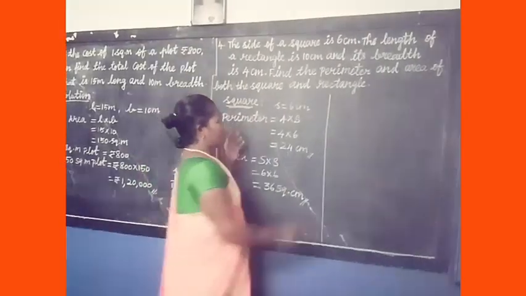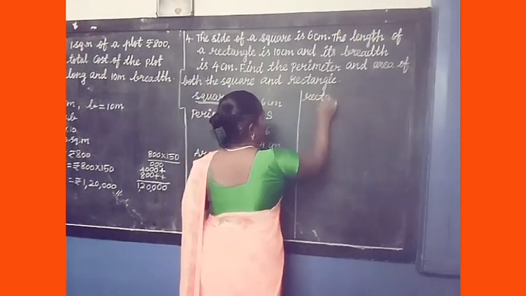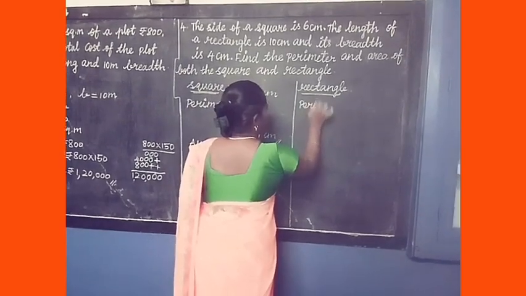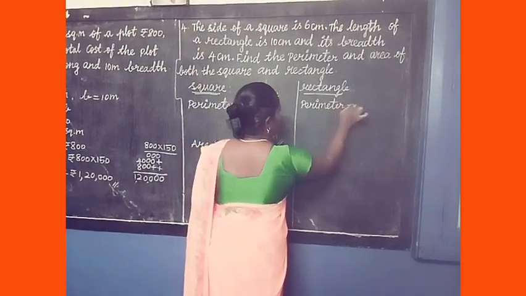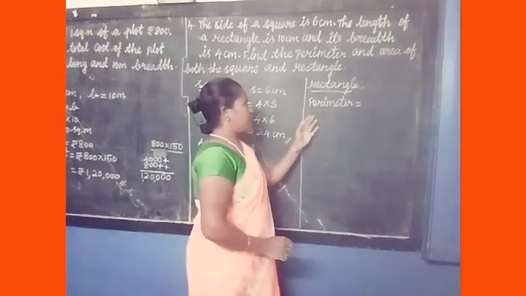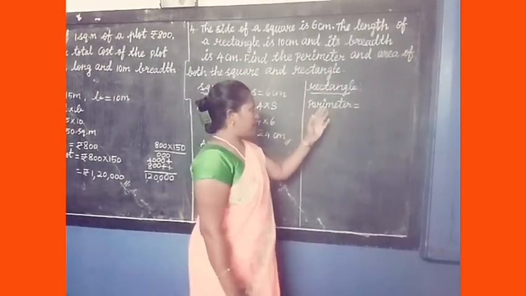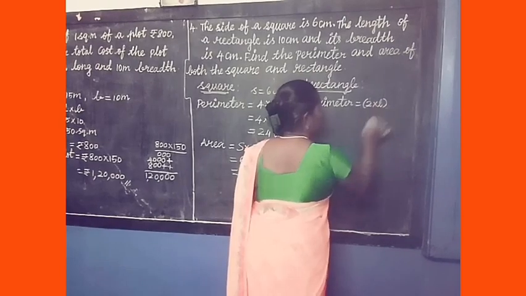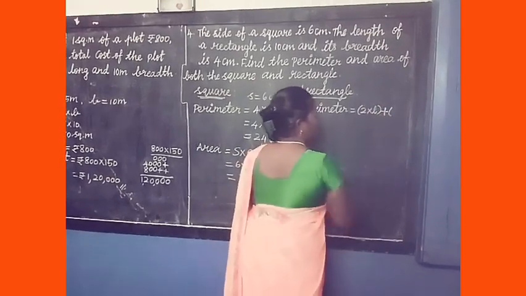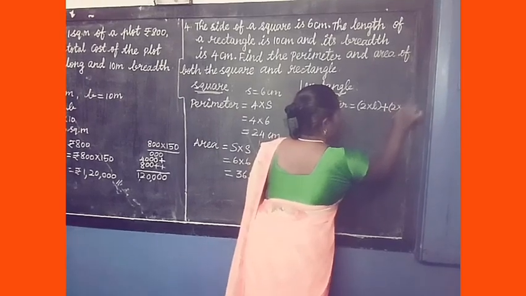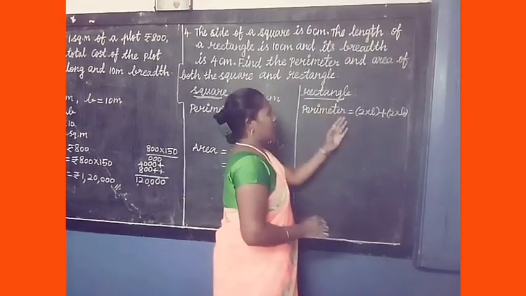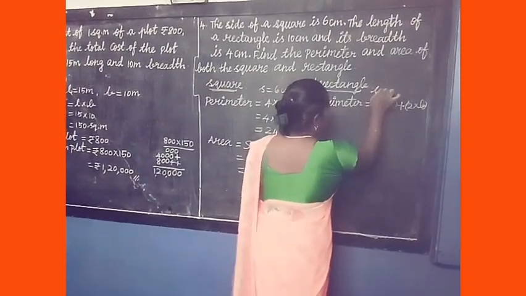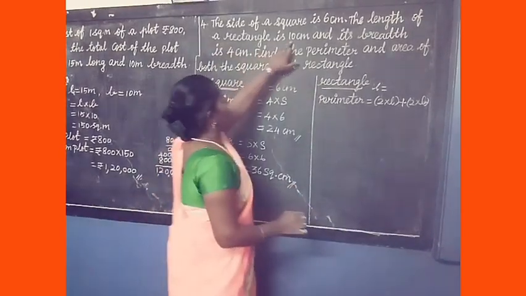Next we have to find the rectangle shape. We write the shape first. Perimeter of a rectangle. So we write perimeter. Perimeter is equal to, what is the formula? The perimeter of a rectangle formula is 2 into L plus 2 into breadth. So in this question, the L value is given. What is the L value? L value is 10 centimeter.